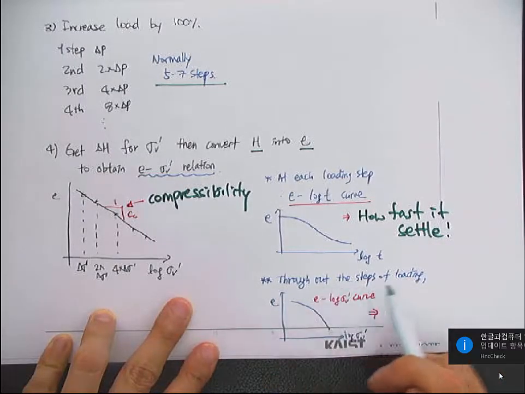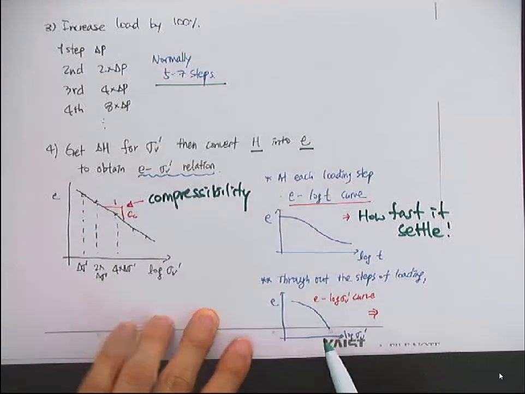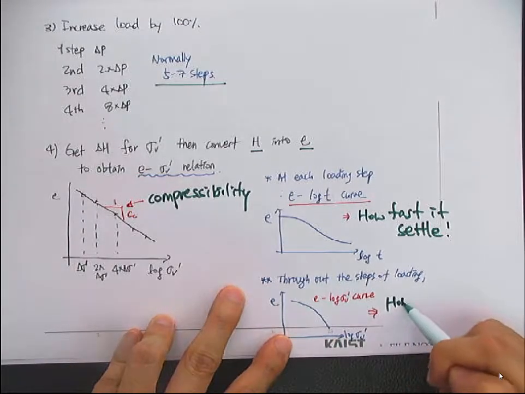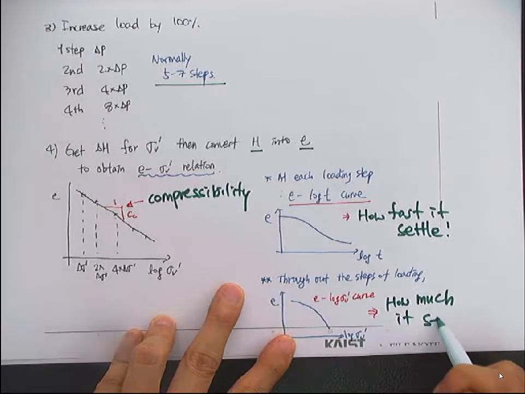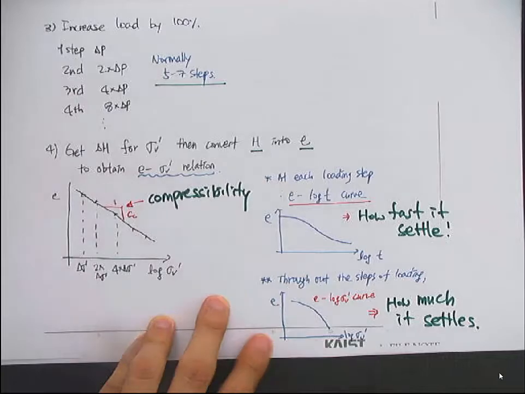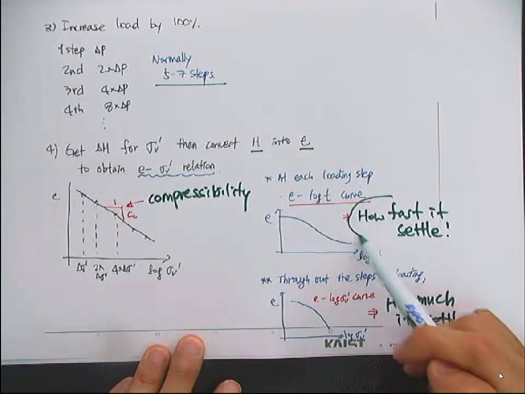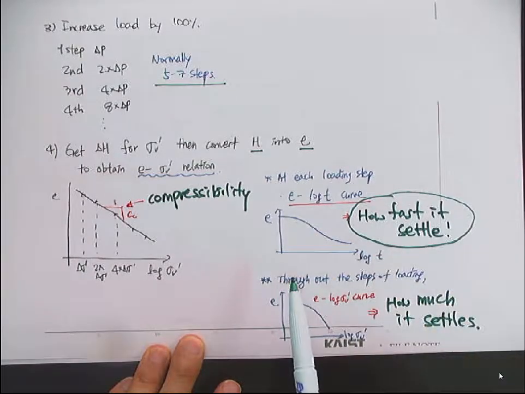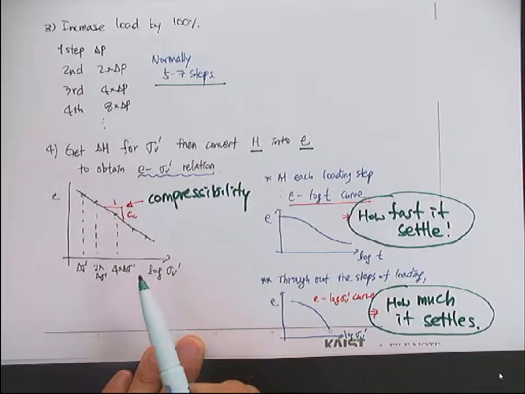And throughout the steps of the loading, you can get the e versus sigma v curve, the effective stress. Then this will tell you how much delta. So from this consolidation test, we can obtain the information about the time rate of the loading, and also we can get the information about the ultimate settlement, how much the settlement will occur for a given loading.